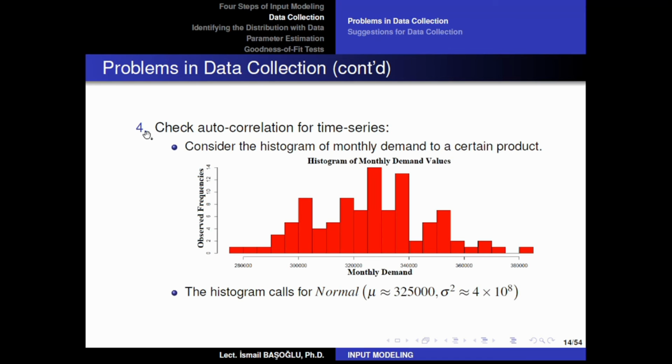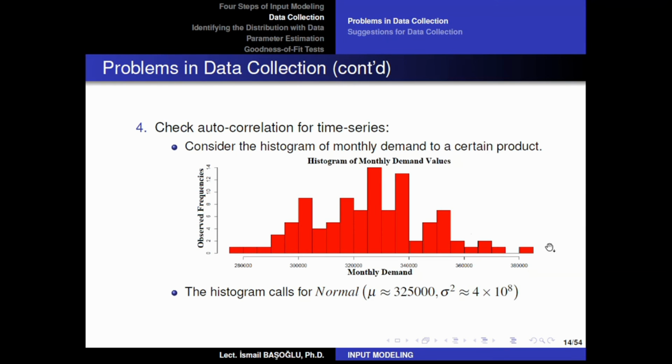Now, another perspective that you need to check is the autocorrelation. It says check autocorrelation for time series. So if you have data in the form of a time series, then you also need to check the autocorrelation. Now, this is the histogram of the monthly demand for a certain product. So we are counting the amount of demand in, for example, tons or quantity of products in every consecutive month. For the last 20 years, let's just say, we have collected the monthly demand for a certain product.